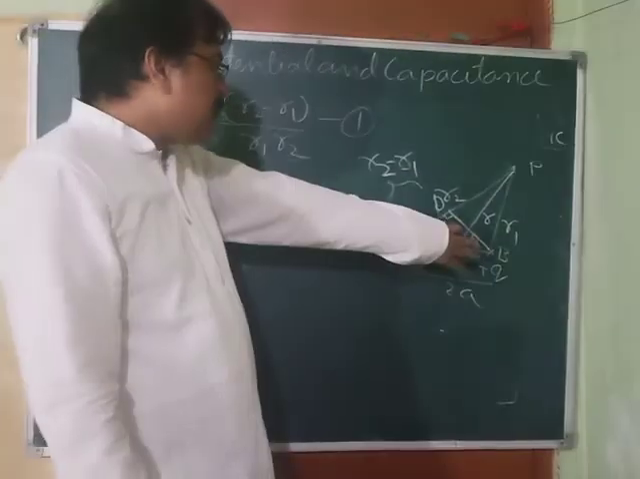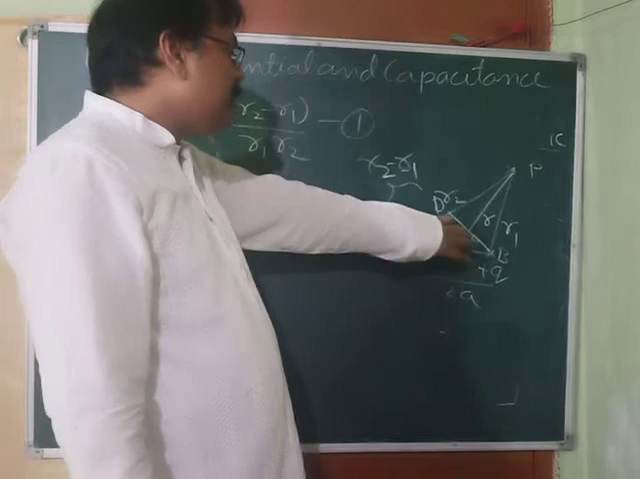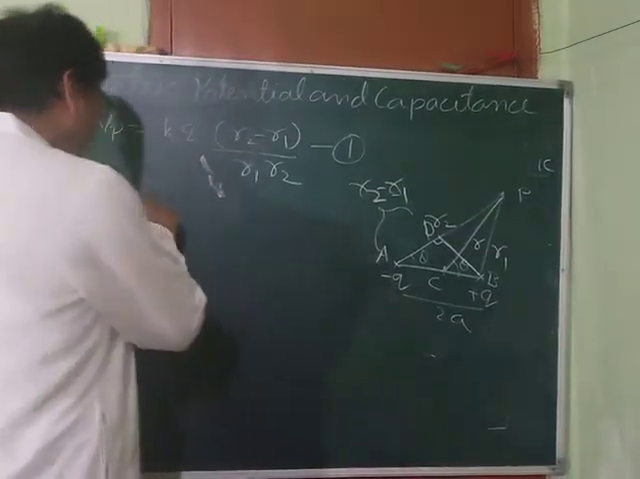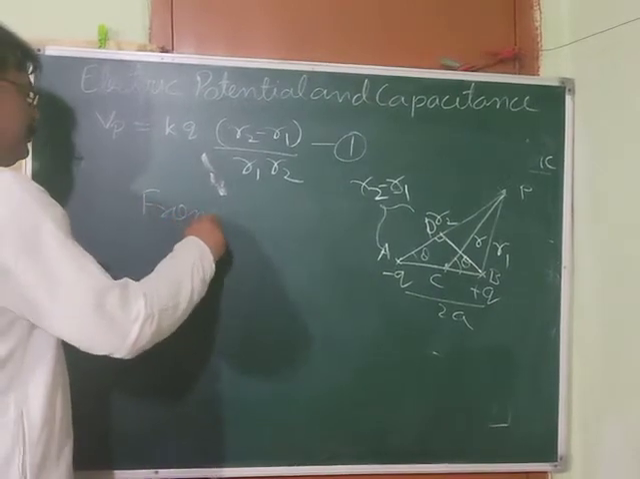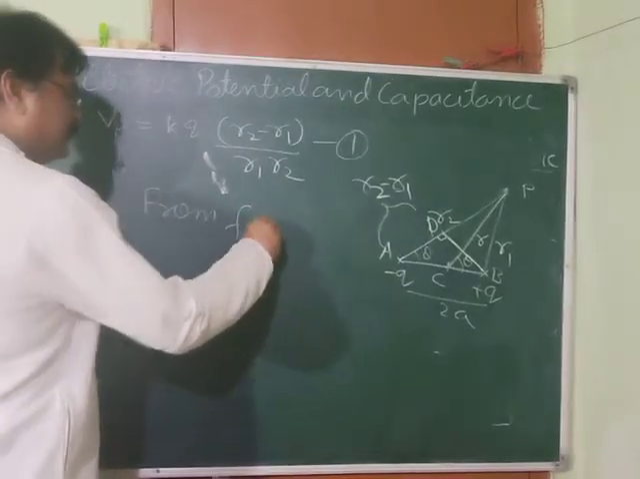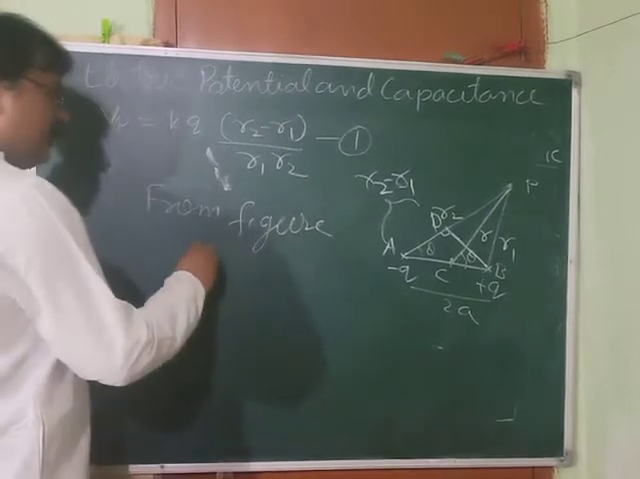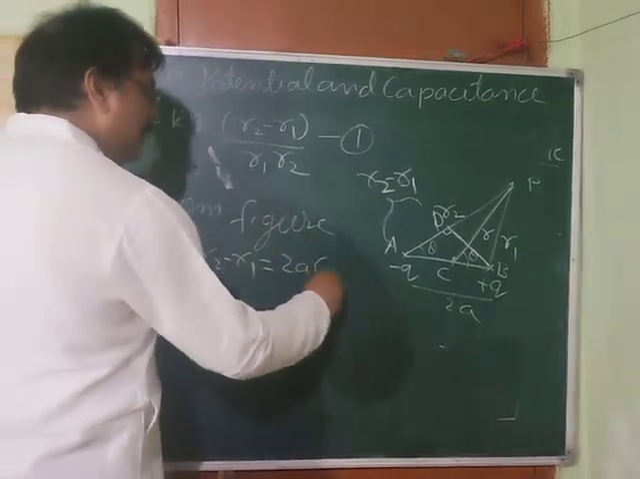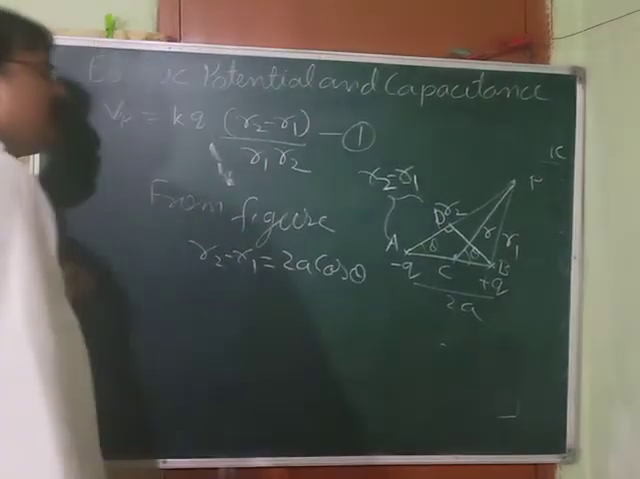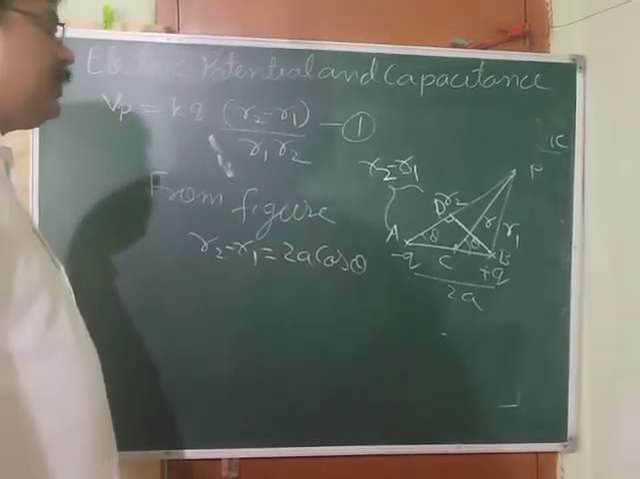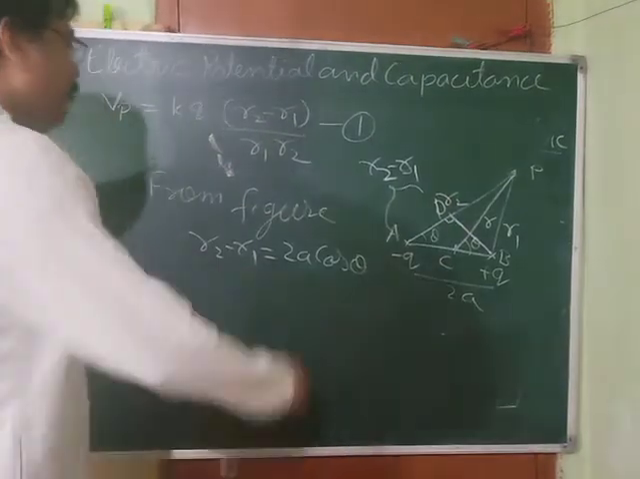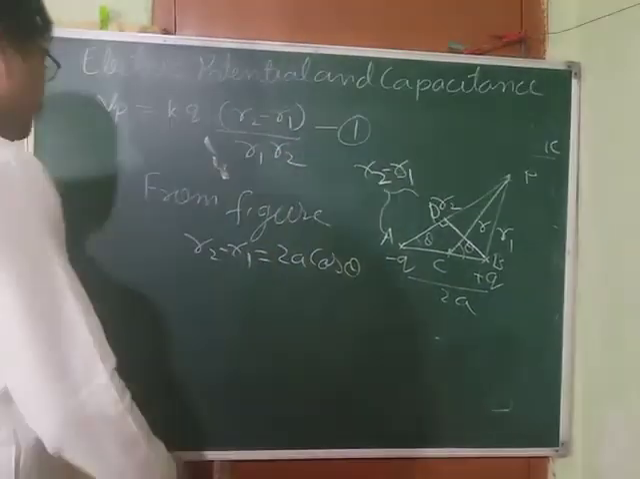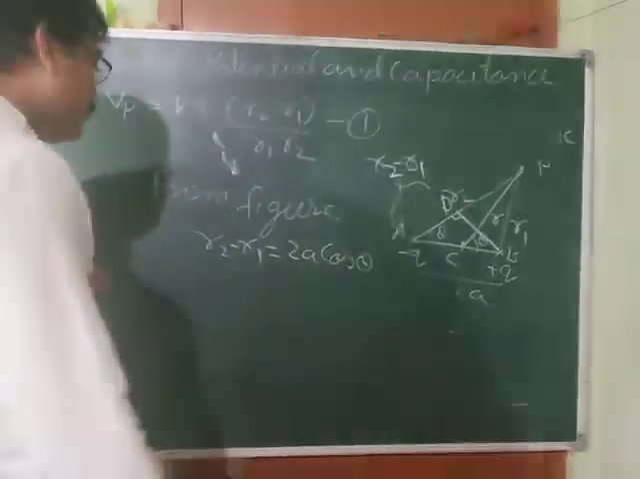And now, what is this length? 2a. If this is 2a, this is 2a cos theta. So what can we get from the figure? From the figure, R2 minus R1 is equal to 2a cos theta. Now, we have got the value of this. What about R1 R2, because R1 and R2 are not known? Now see, for this what will we do?